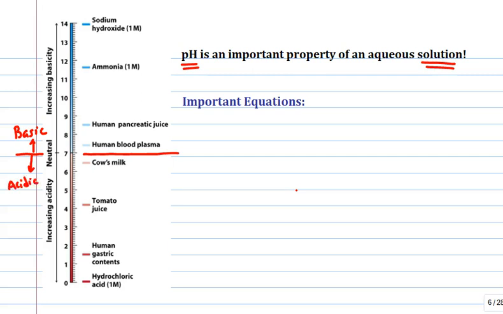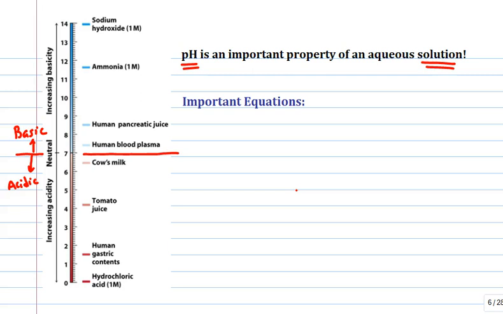And some of these things on here, this is not anything to memorize. It's probably pretty intuitive. Something like tomato juice has acid in it, so it's going to be acidic. Human gastric contents, very acidic. Something like human blood plasma is slightly basic, just above 7.